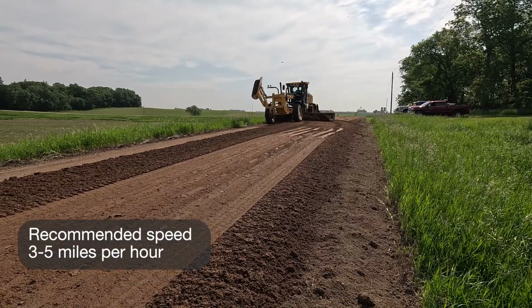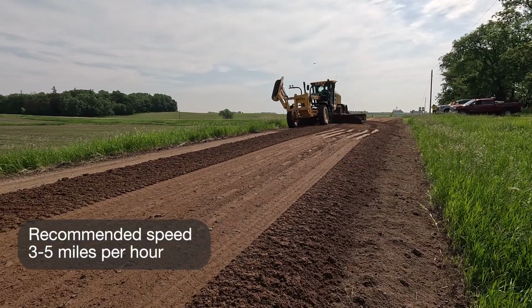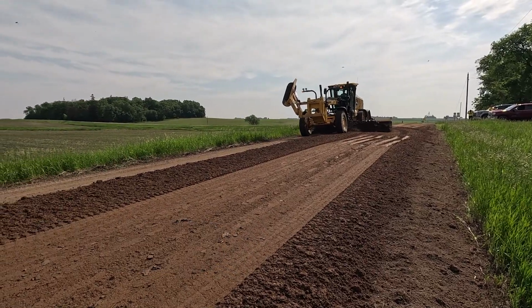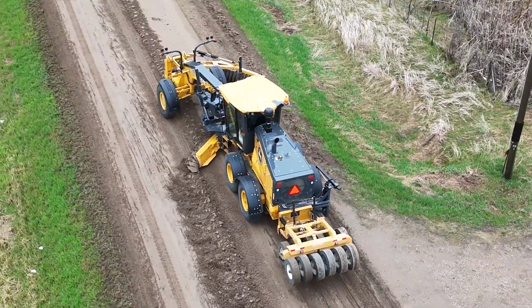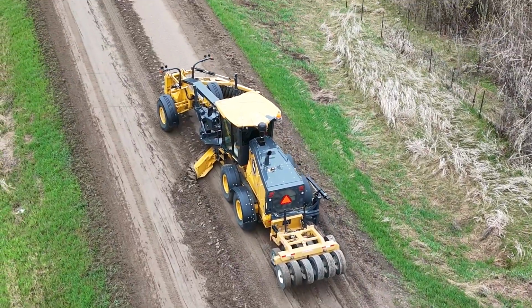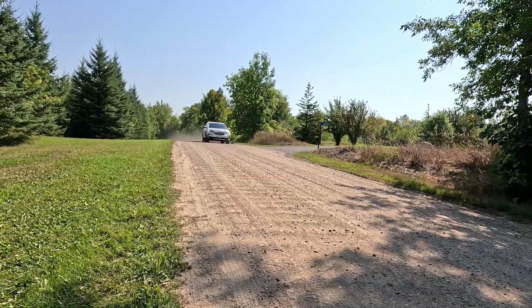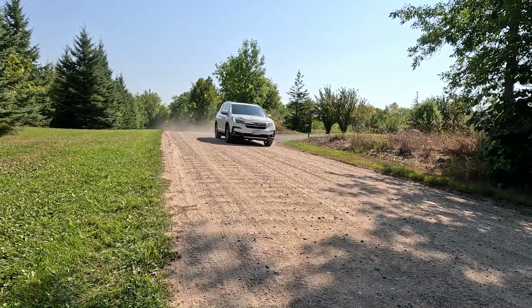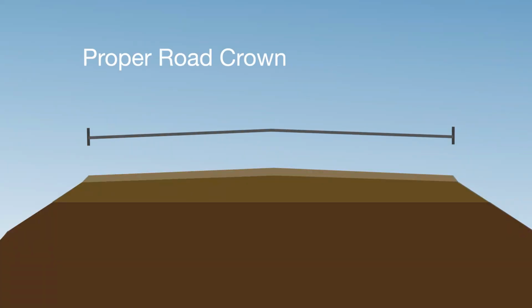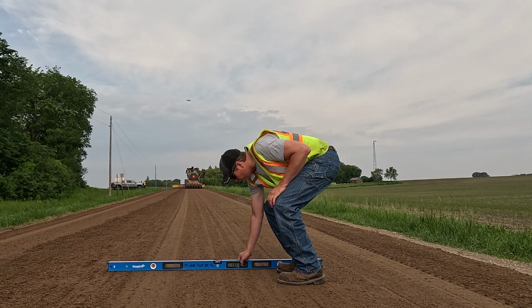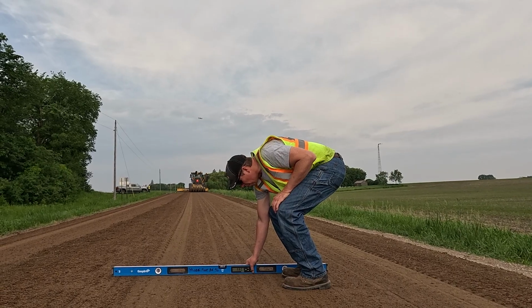Routine blading should be done between 3 and 5 miles per hour. This slower speed allows better control of the moldboard's angle and pitch, ensuring materials can be cut, mixed, and spread properly. Higher speeds tend to cause washboards and reduce the reshaping effectiveness. Maintaining proper road crown is critical to ensure proper drainage. 4% is the recommended standard. A slope meter or a smart level are must-have tools for blade operators.